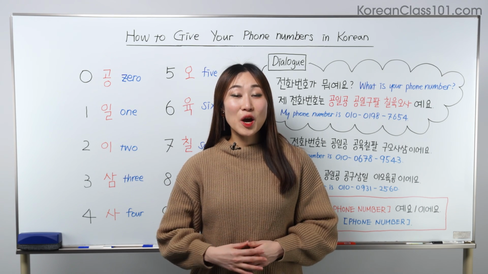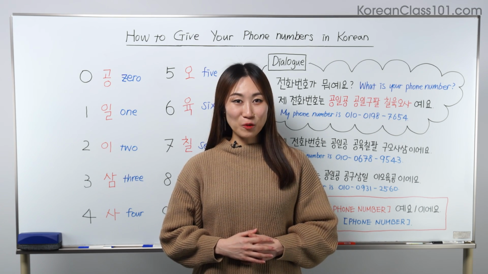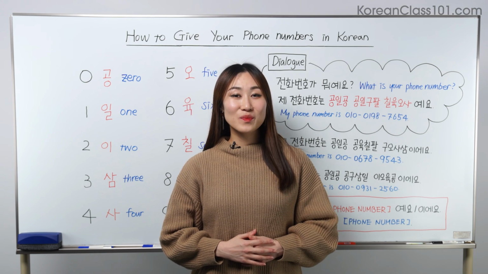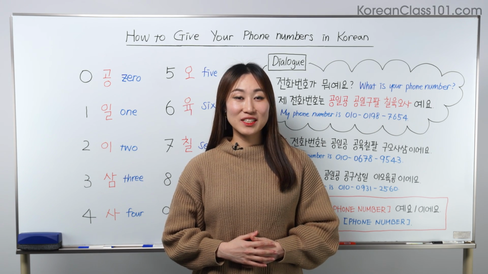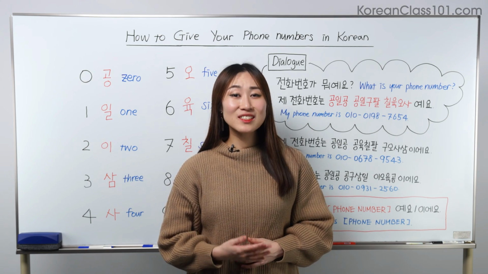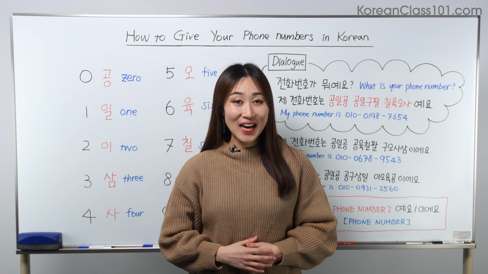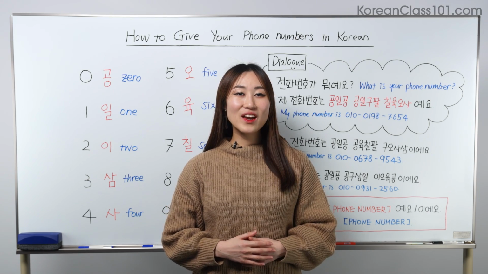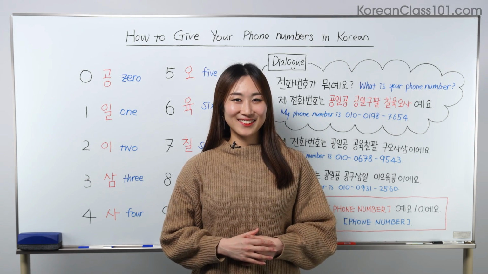In Korea, mobile phone numbers mostly start with 010. There used to be different numbers such as 011, 016, 017, 018, 019 before 2004, but they are not commonly used anymore.